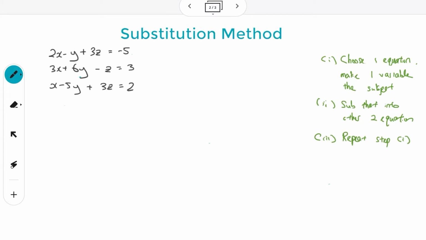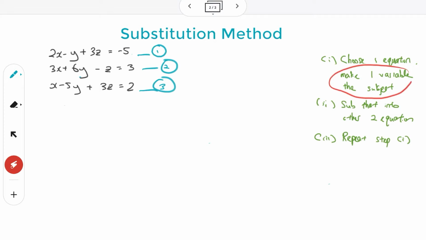First of all, I think it is wise to just label the equations first. So this is equation 1, equation 2, and equation 3. Now step 1 is to choose one equation, take that equation, and make one variable the subject. Now, you want to choose an equation where one of the unknowns has a coefficient of 1. So in this example, I am going to use equation 3. This is because x has a coefficient of 1.